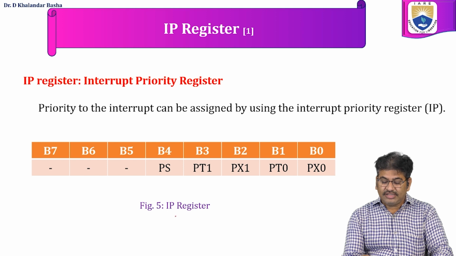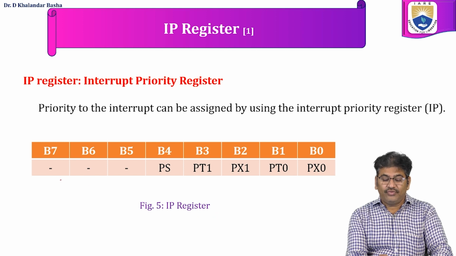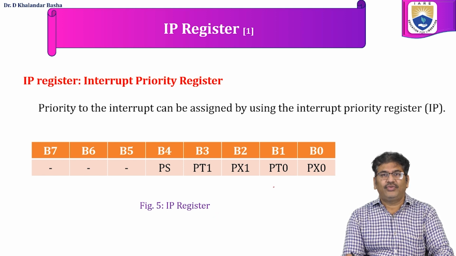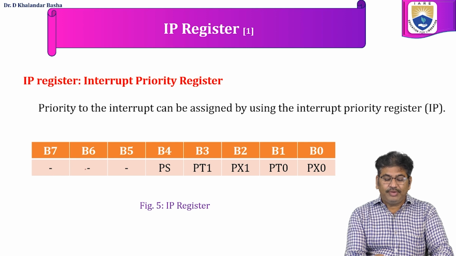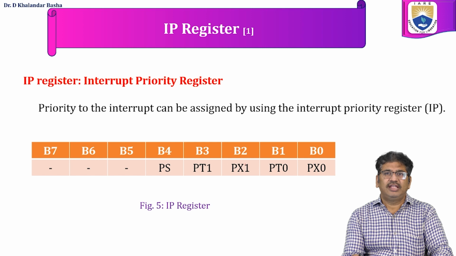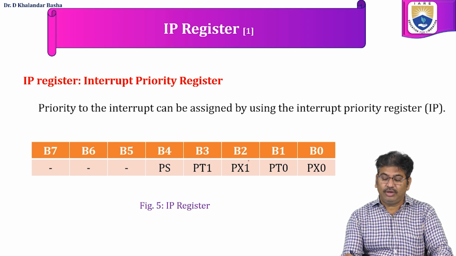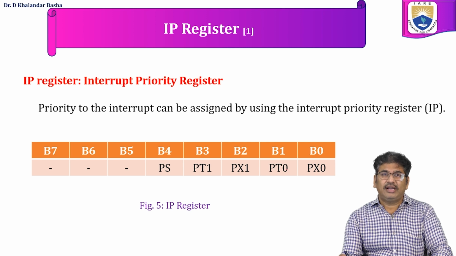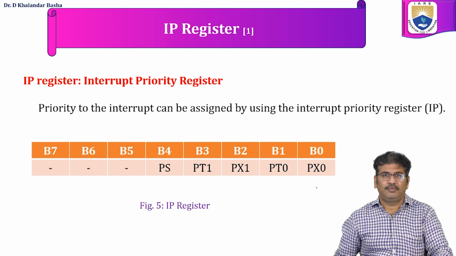The IP register is 8-bit wide. The bit configuration is shown in figure 5. The MSB bit, bit 6 and bit 5 do not have any significance, they are reserved bits. Bit 4 is the priority for serial communication. Bit 3 is the priority for timer 1. Bit 2 is the priority for INT1 bar. Bit 1 is the priority for timer 0. Bit 0 is the priority for INT0 bar.